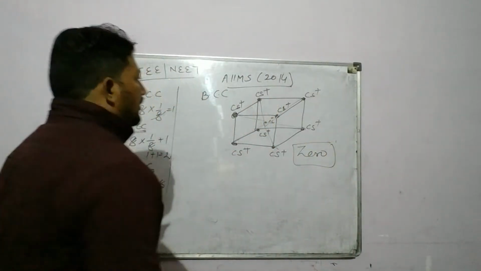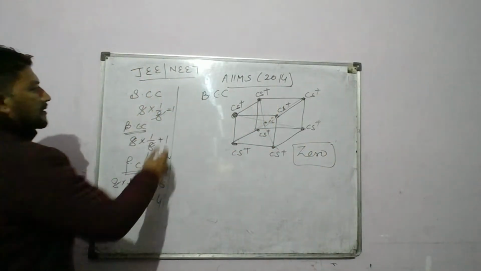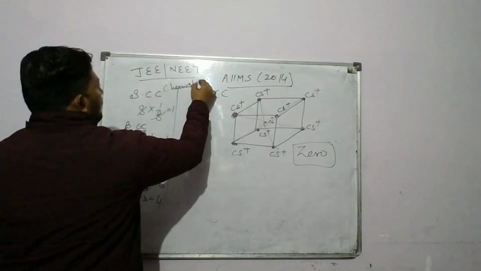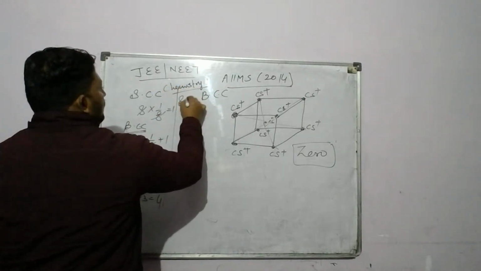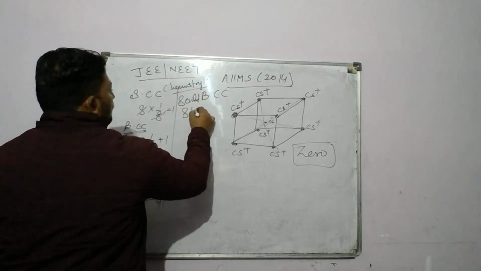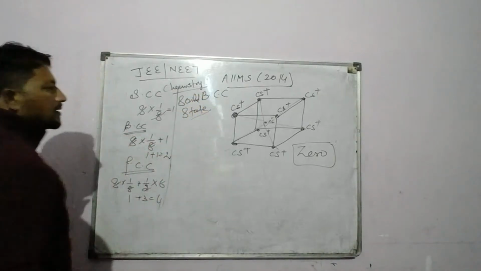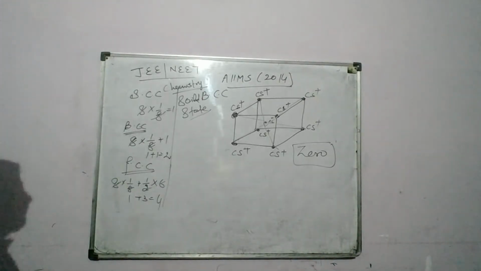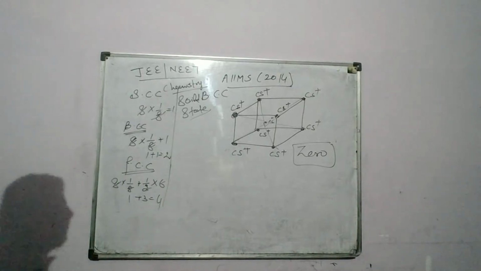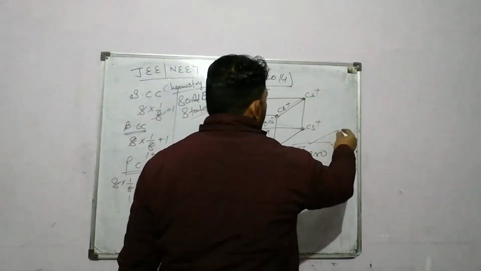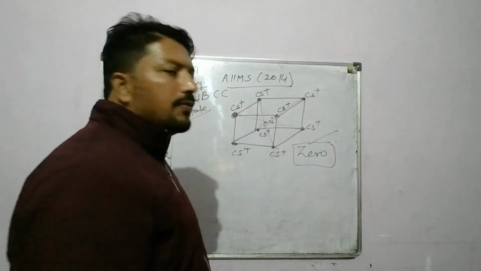So you understand this concept. This is the concept of chemistry in solid state. To understand, all the cesium atoms are present at the corner and the chlorine atom is present at the center. So diagonally the forces cancel out. So the answer is 0.